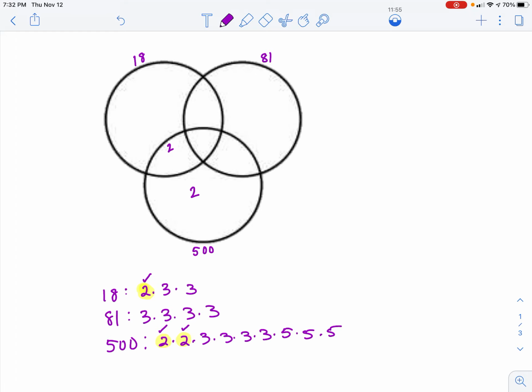Okay, now I'm going to look at my 3's. I'm going to get a different color here. I notice that I have a 3 here, a 3 here, a 3 here and a 3 here. So I have 2 3's in 18 that pair up with 2 3's in 81. So that's going to go where the circles overlap for 18 and 81. I'm going to put 2 of those 3's right in there. Okay, now 81 still has another 3, so I'm going to put that in just the 81 circle.